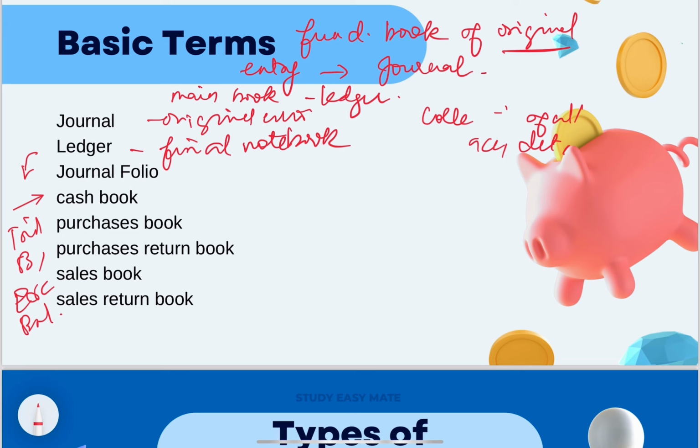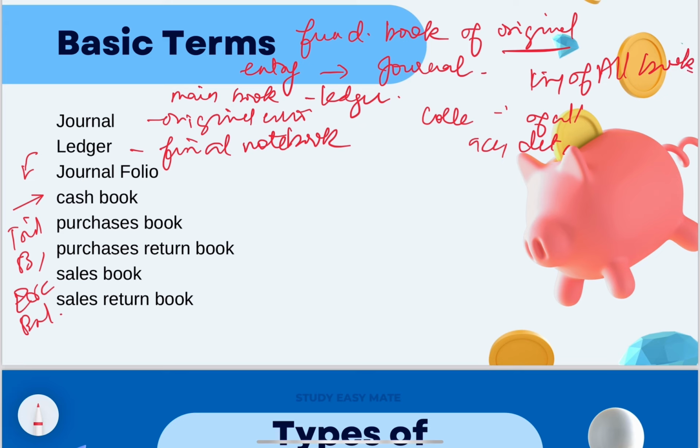You get it? Probably if you're still confused, just remember this. The ledger is the book of final accounts. So you group similar transactions together, and it also helps to see the balance of each account. It is also called the king of all books. King of all books in accounting.